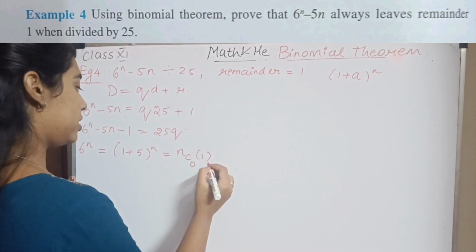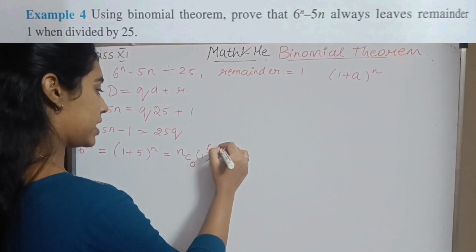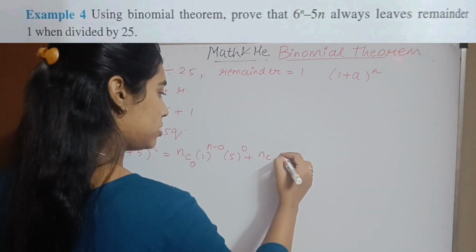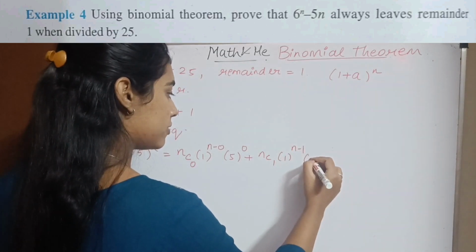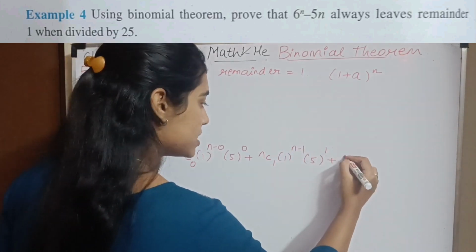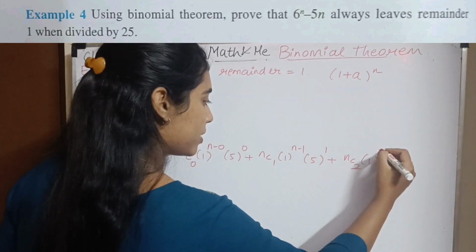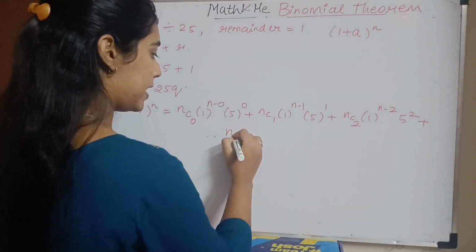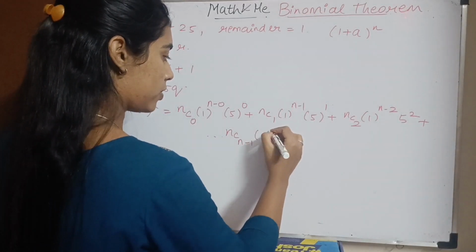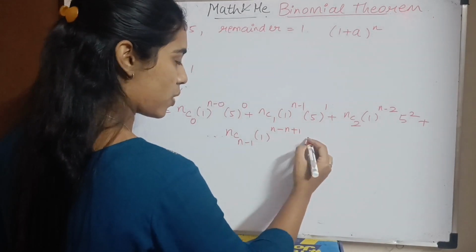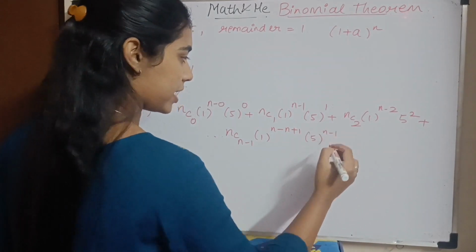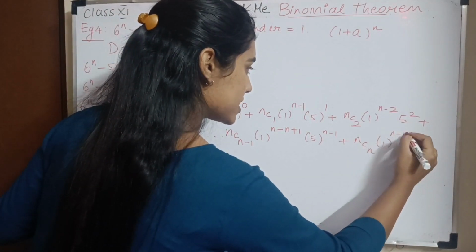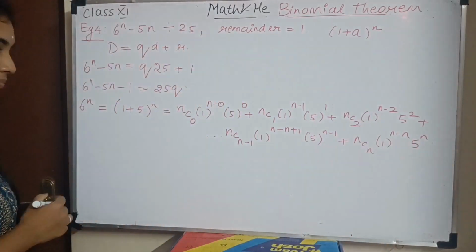nC0 a^(n-0) b^0 plus nC1 1^(n-1) 5^1 plus nC2 1^(n-2) 5^2 and so on, until nC(n-1) 1^(n-(n-1)) 5^(n-1) plus nCn 1^(n-n) 5^n.